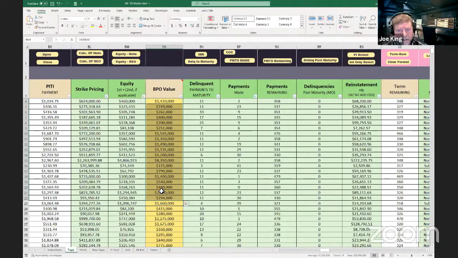We can come back to the seller after the fact and say, hey, Mr. Seller, or Mrs. Seller, we've done our due diligence, and our BPOs came back and said this asset is not $749,000. This asset is only worth $650,000.